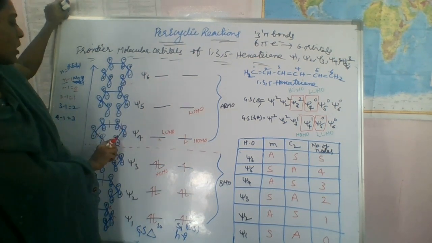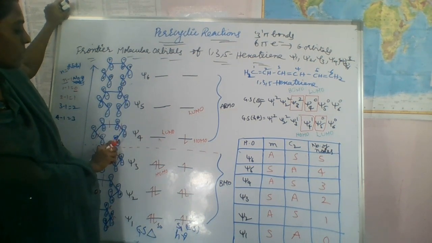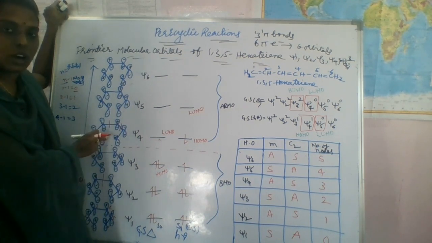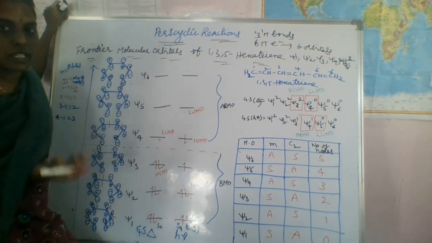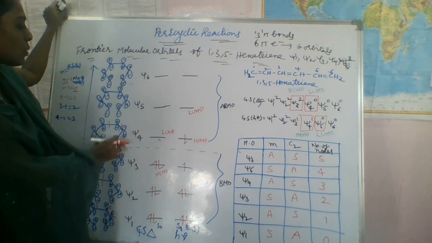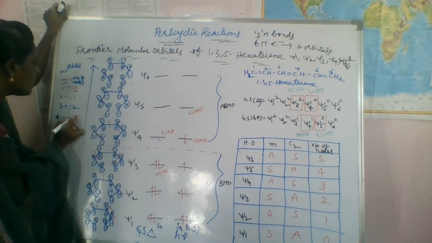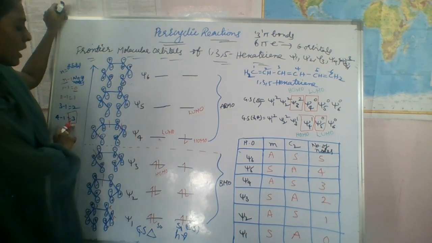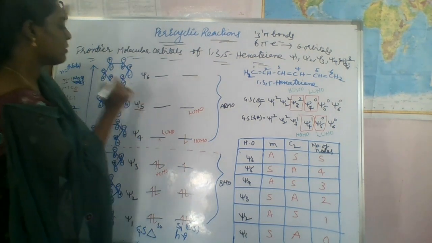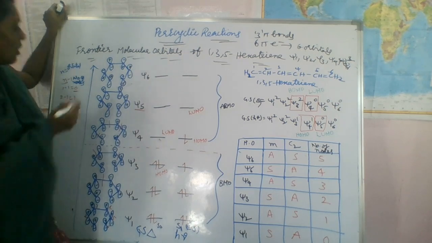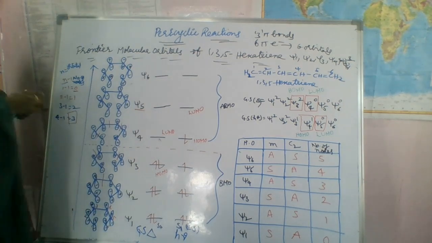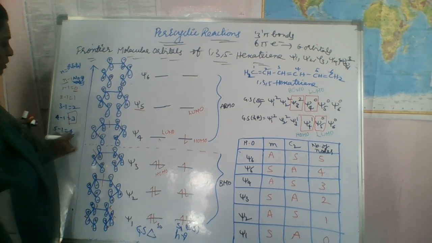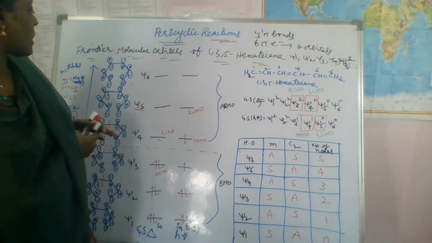If you compare this one, minus and minus is there, which means these two lobes have the same sign, so there is no node. So it satisfies this formula: psi 4 means 3 nodes. What about psi 5? 5 minus 1 is equal to 4. So 4 nodes are present in the psi 5 orbital, right?